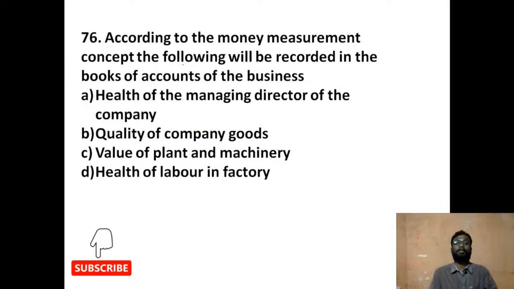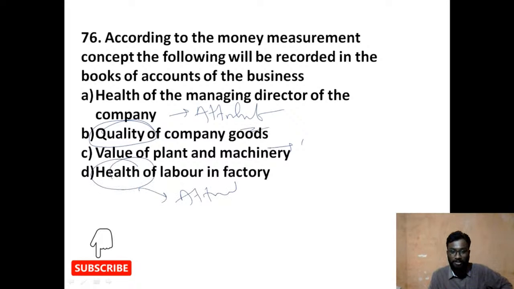According to the money measurement concept, which of the following will be recorded in the books of accounts of the business: health of the managing director, quality of company goods, value of plant and machinery, or health of the labor? Health of the managing director is an attribute, quality is also an attribute, and health is again an attribute. As per the money measurement concept, attributes will not be recorded in any kind of books. Only the financial, monetary value will be recorded. So option C is the right answer: the value of the plant and machinery will be recorded.